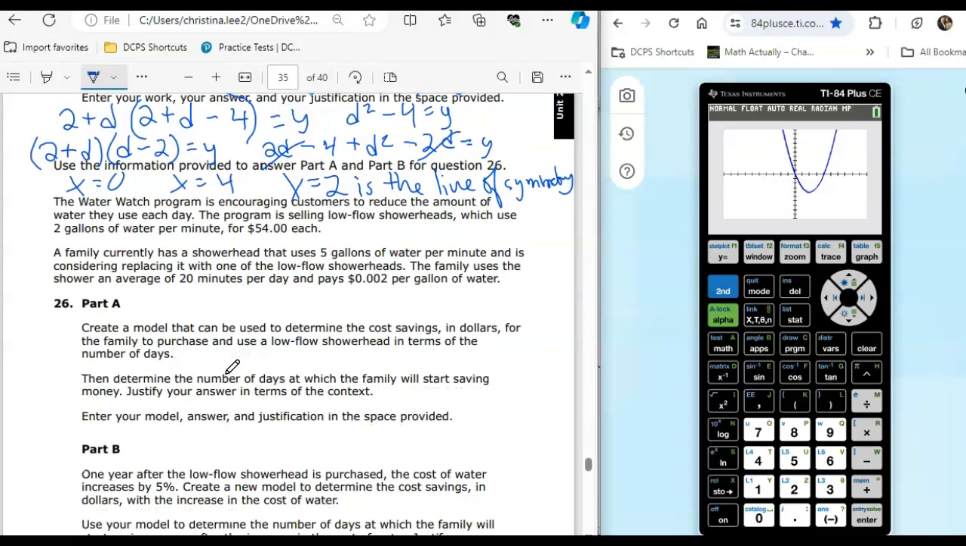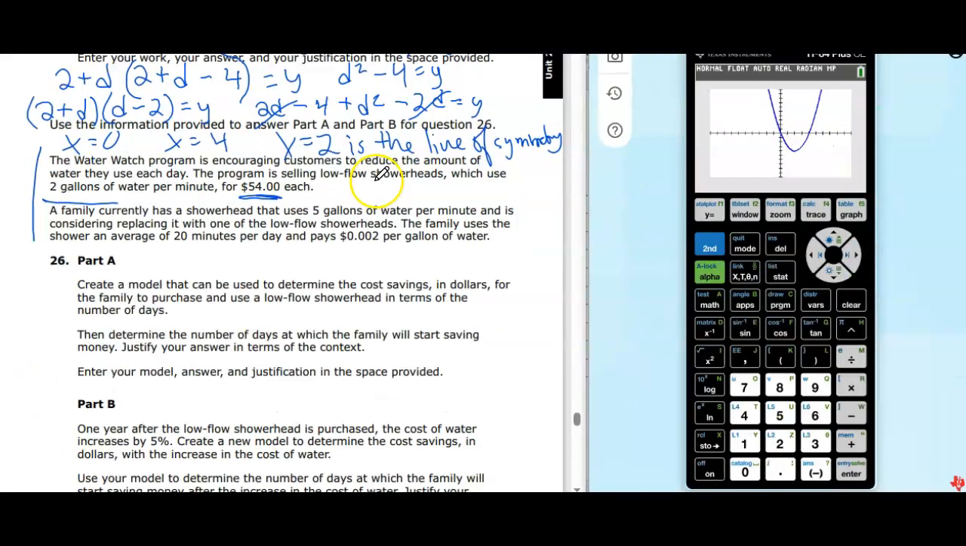number 26. So some of my writing is here, but we're looking at this right here. The Water Watch program is encouraging customers to reduce the amount of water they use each day. The program is selling low-flow shower heads, which use 2 gallons of water per minute for $54 each. A family currently has a shower head that uses 5 gallons of water per minute and is considering replacing it with one of the low-flow shower heads. The family uses the shower an average of 20 minutes per day and pays 0.002 cents per gallon of water.